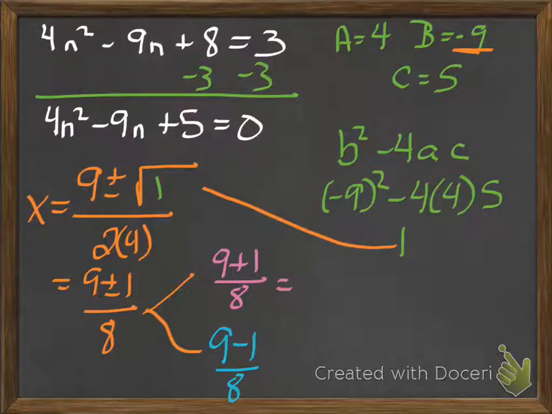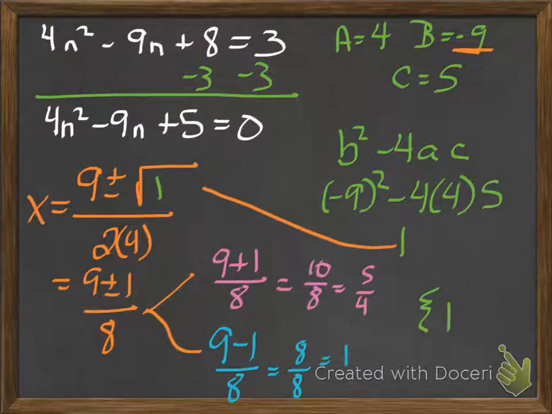And so 9 plus 1 is 10 over 8, which is 5/4. 9 minus 1 is 8. 8 divided by 8 is 1. And so my final answer is 1, 5/4.